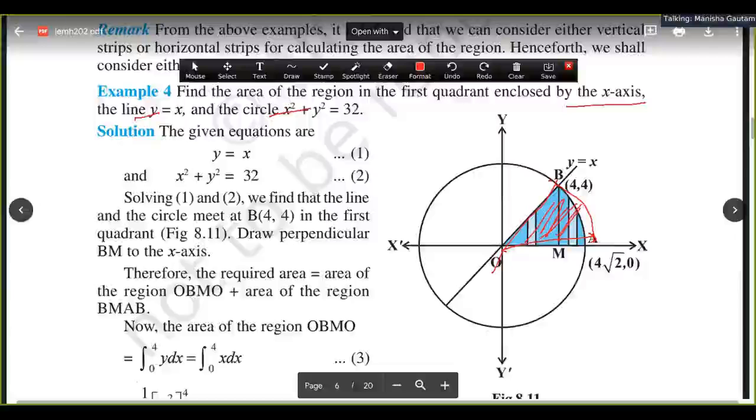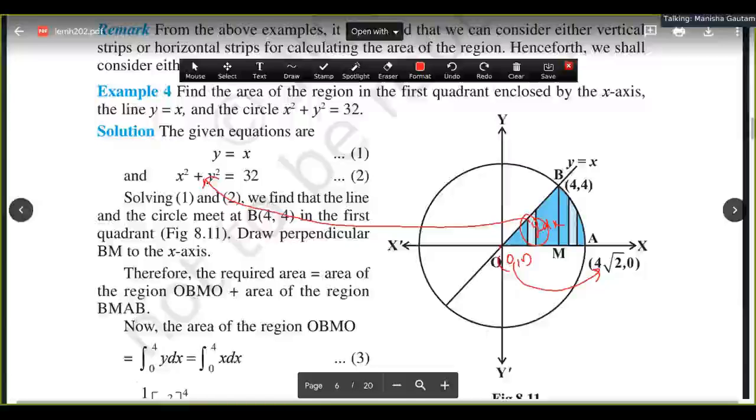For this, what do you have to take now? You have to take a strip like this which is parallel to the y-axis. It means y dx we have to take, and integration from 0 to 4 root 2 of y dx. What is y? You can put the value of y from the circle.